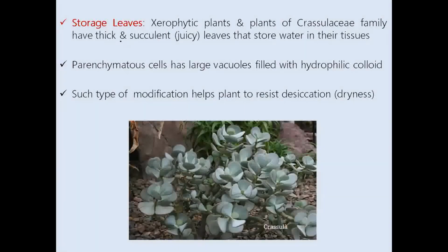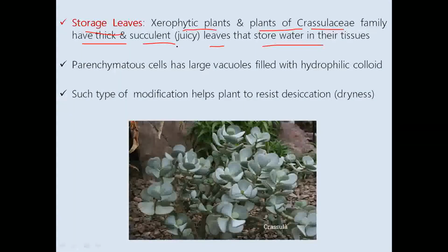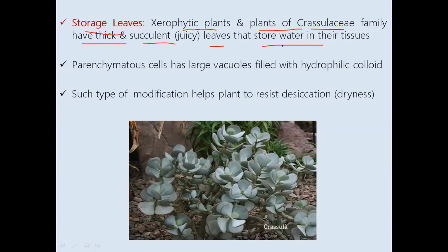Next type of leaf modification is storage leaves. Such type of modification occurs in xerophytic plants and plants of the Crassulaceae family. They have thick and succulent leaves that store water in their tissues, because these kinds of plants live in environments with water deficiency, so they need to store a lot of water. The parenchymatous cells of these plants contain large vacuoles which have hydrophilic colloids, and they can store a lot of water. Such type of modification helps the plant to resist desiccation or dryness.